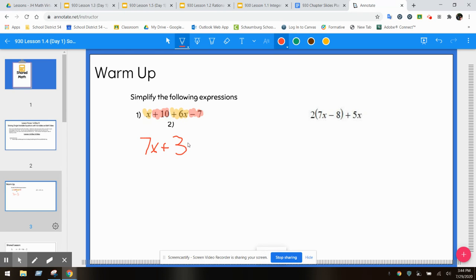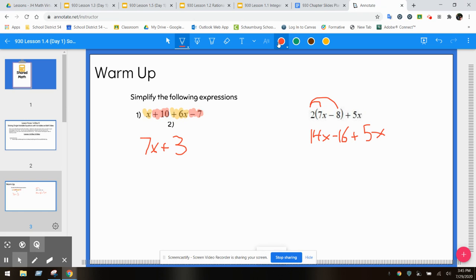I stop there. Number 2, I actually have distribution that I have to do. So I draw on these little rainbows to remind me that I have to distribute the 2. So I get 14x minus 16 plus 5x.